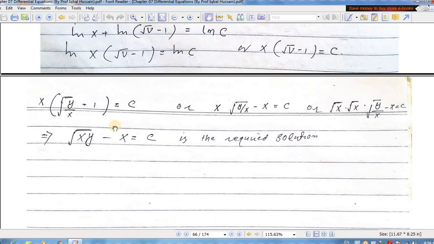Now writing this as x into y over x under root minus x is equal to c. Now we can write this x is equal to x under root into x under root into y over x under root minus x is equal to c. Now cancelling this x with this one, so we will get x under root into y under root, which is xy under root minus x is equal to c. This is the required general solution.